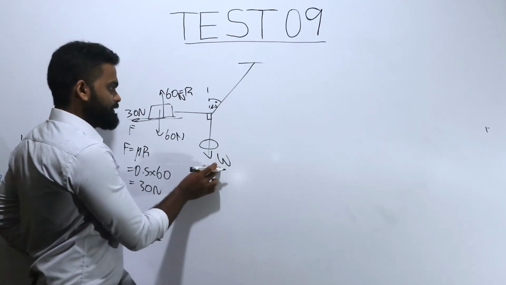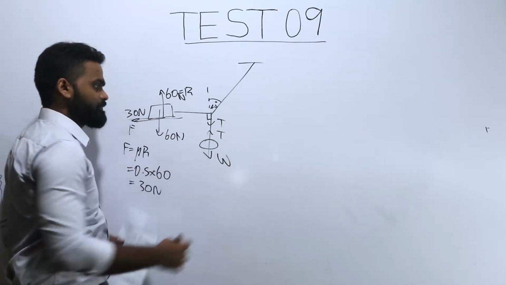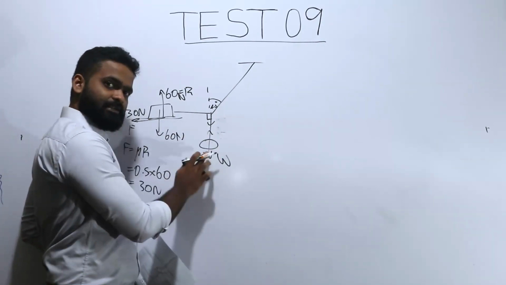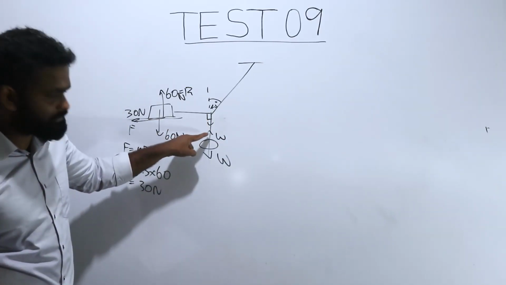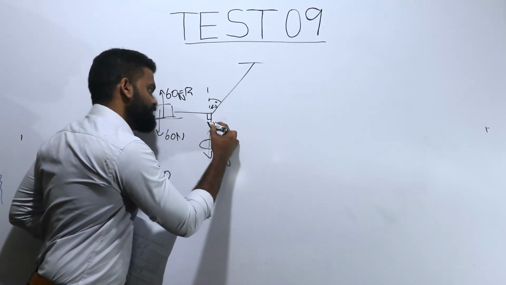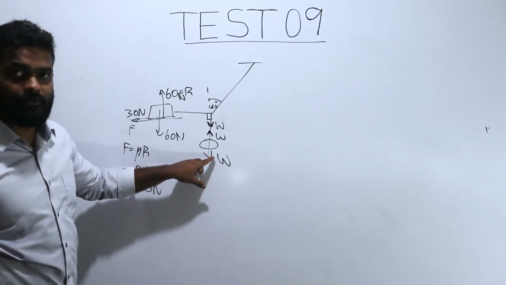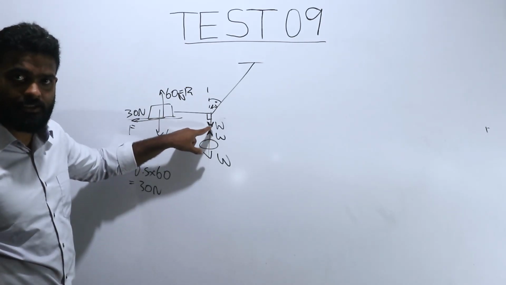What about the tension acting here? Tension should be W, right? Because this is in equilibrium. Tension at this part of the string should be W. And here also the tension should be W. It is an action-reaction pair. If the weight of the object is W, then the tension in this part of the string should also be W.